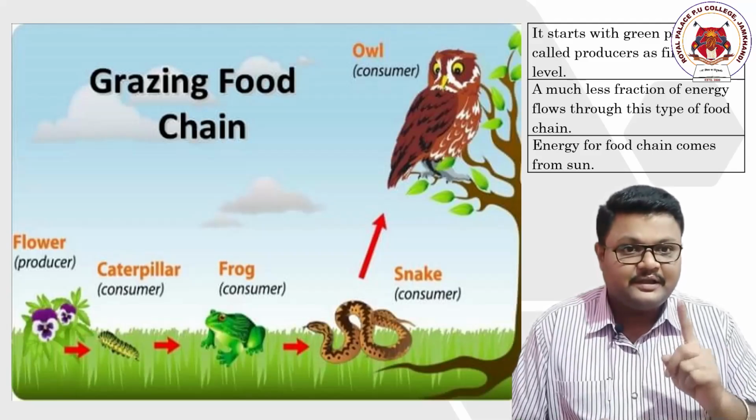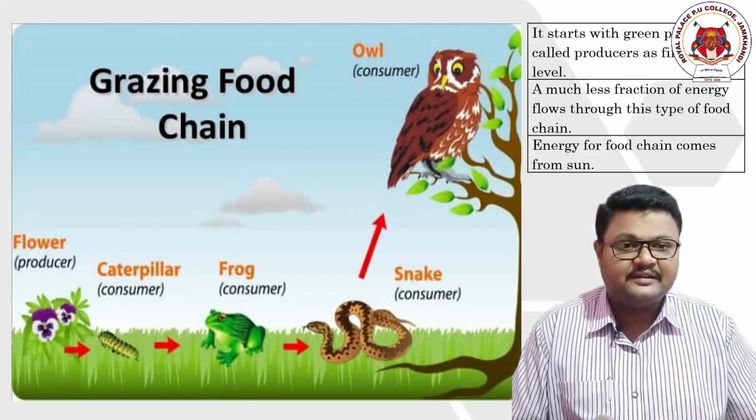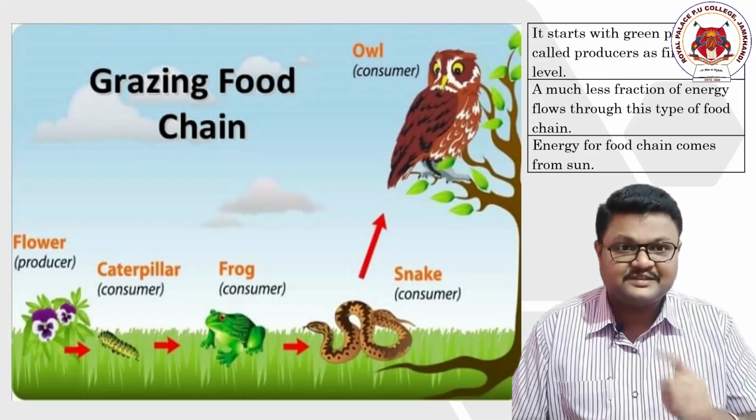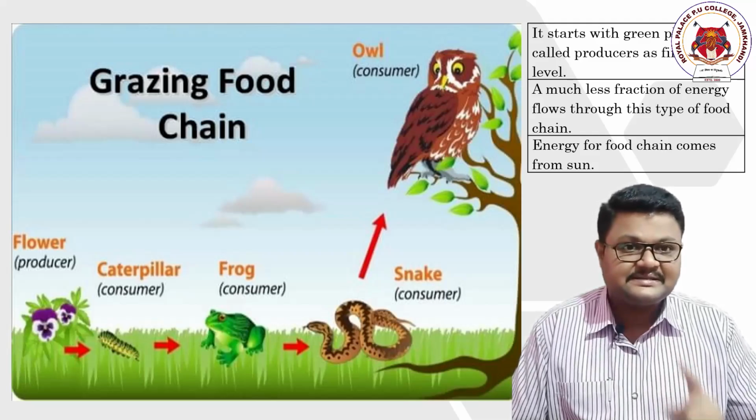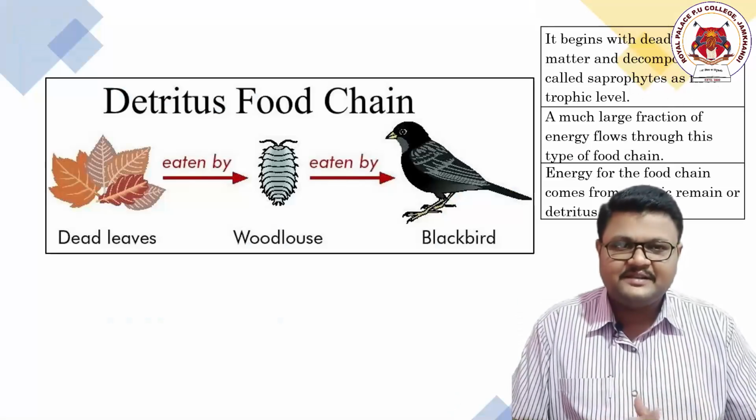Point number 3, the energy is being taken from the sun, or the chief source of energy to do the photosynthesis, since we are considering the plants, is the sun. Do not forget it. Now here is the twist.